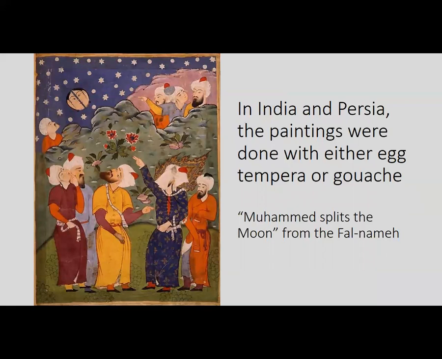So in India and Persia, the paintings were done either with egg tempera, we talked about that before, or gouache. And gouache is that opaque version of watercolor. So with gouache, it's not meant to be put down where it's really thin. Regular watercolor is supposed to be thin enough that the white of the paper shows through. If you want light blue, you don't mix blue and white. You make really transparent blue to get the light blue, because you let the paper be the white.